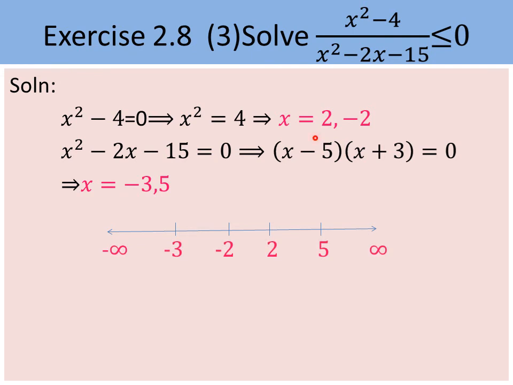Now you can plot all the x values on the real line. So minus infinity to plus infinity. First minus 3 will come, so it is minus 3, minus 2, then 2, 5. In that order you have to plot it. Here we have 4 values, so we'll divide it into 5 intervals. Minus infinity comma minus 3 is the first interval. Minus 3 comma minus 2 is the second interval. Minus 2 comma 2, 2 comma 5, 5 comma infinity.